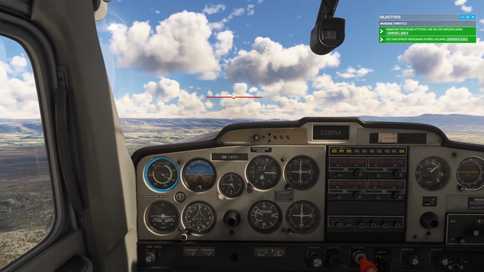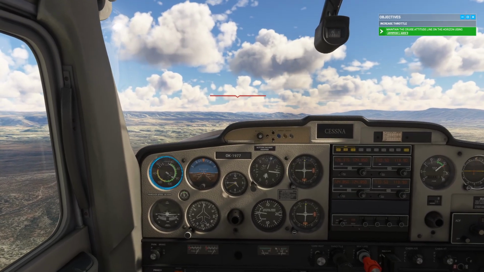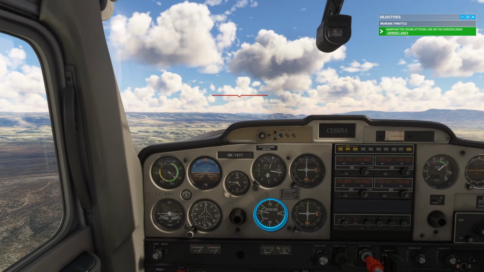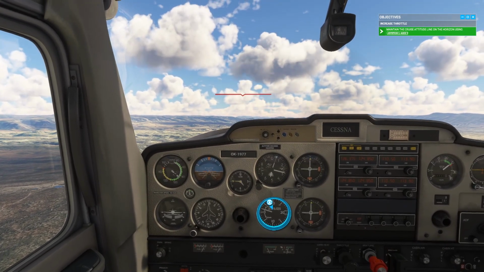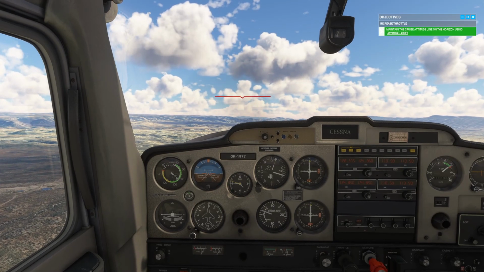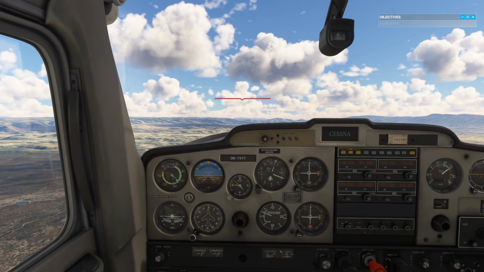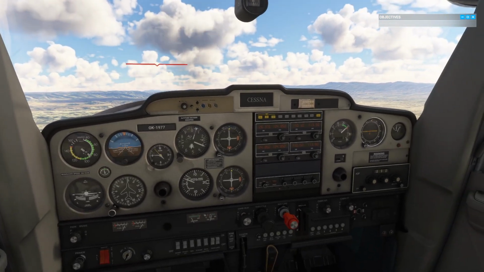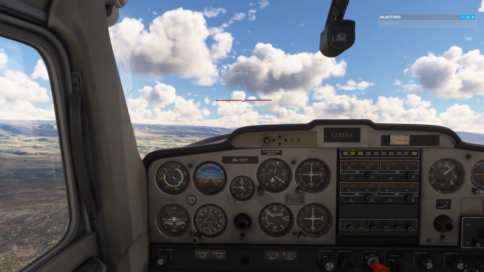Your speed is increasing now. As long as you maintain the same attitude, your altitude will keep climbing as well. Nice. That was excellent. With piston planes like this Cessna, it's common to have power targets defined in RPM.